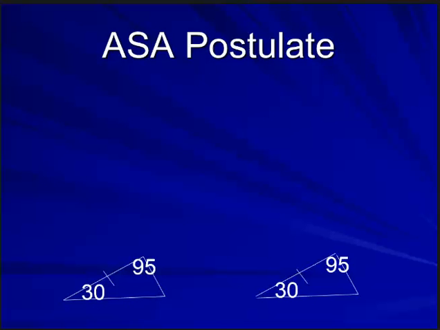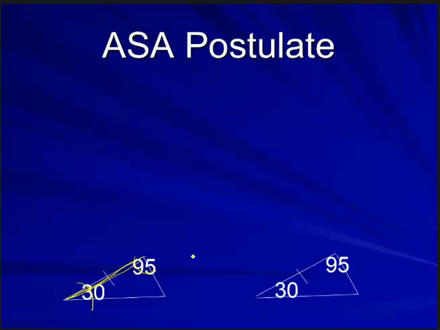Our third postulate, what do you think this stands for? ASA, based on what the other two names were. You should figure out it's angle, side, angle. Again, the positioning is important. The side has to be between the two angles that are marked. So if we look down here at our figure, we have the 95-degree and the 30-degree angle, and the side between those two angles is also marked.